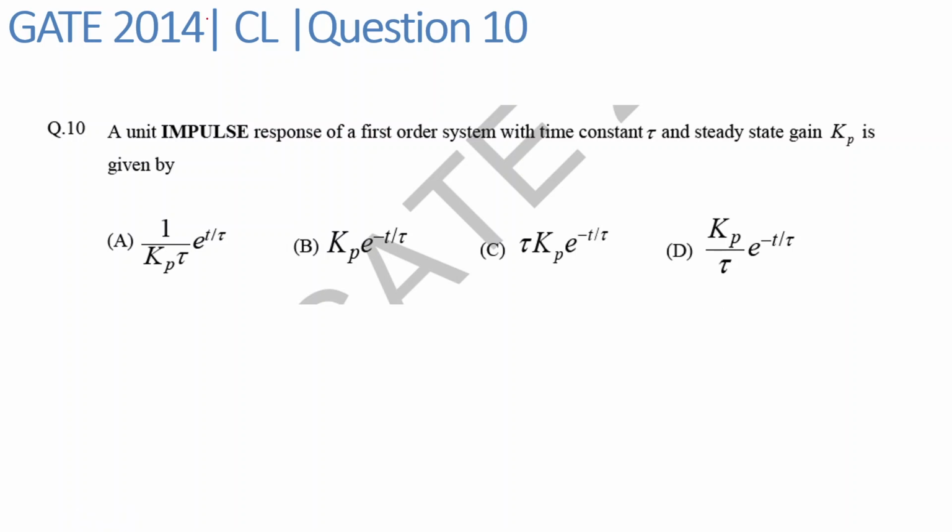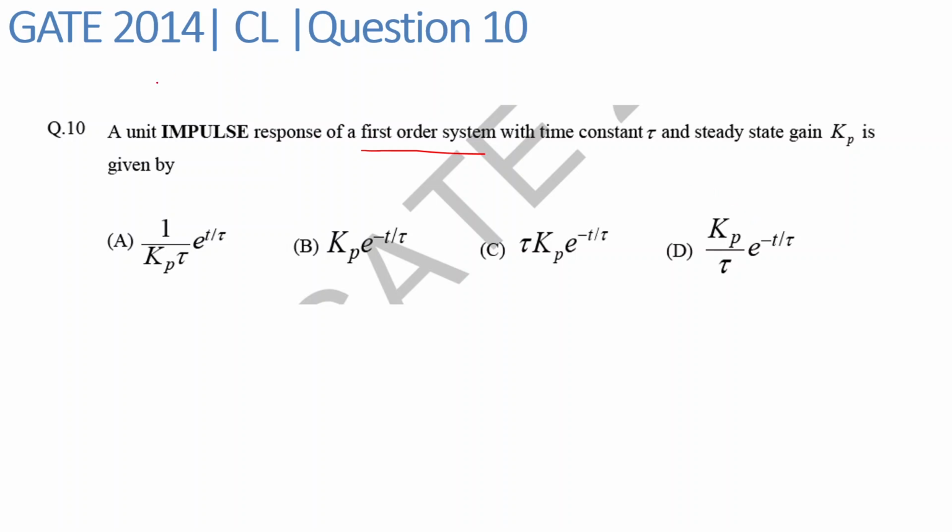This is question number 10 from GATE 2014, and this is also related to first order systems. The question is: the unit impulse response of a first order system with time constant tau and steady state gain kp is given by dash.